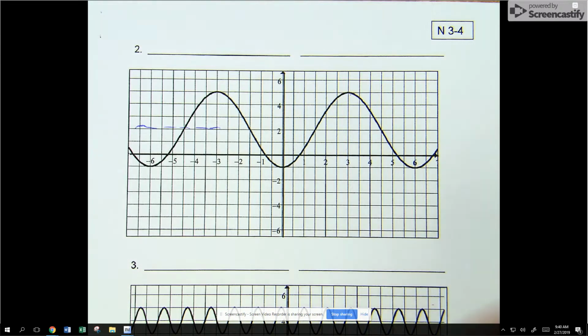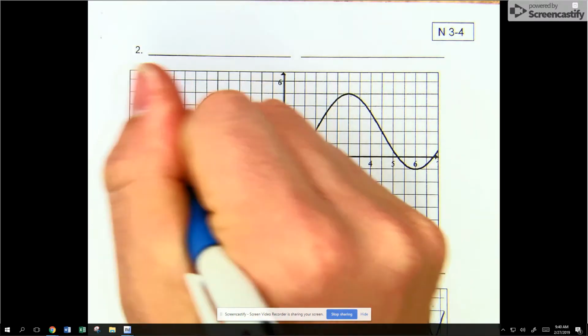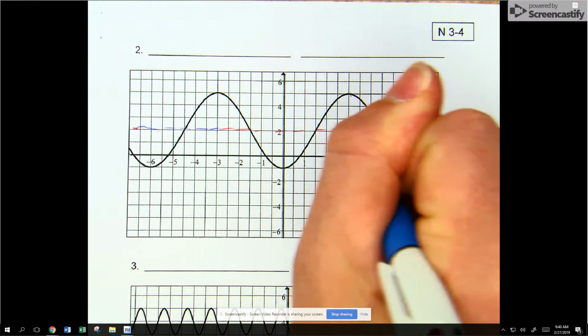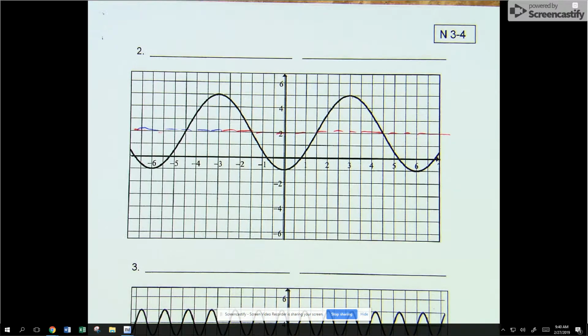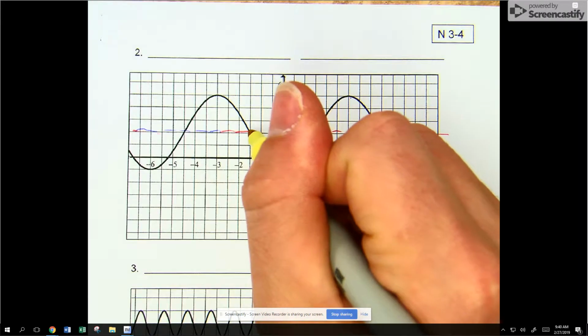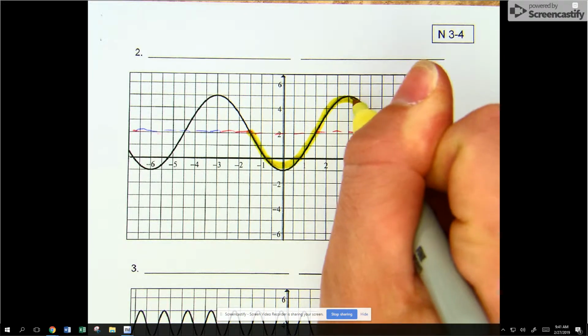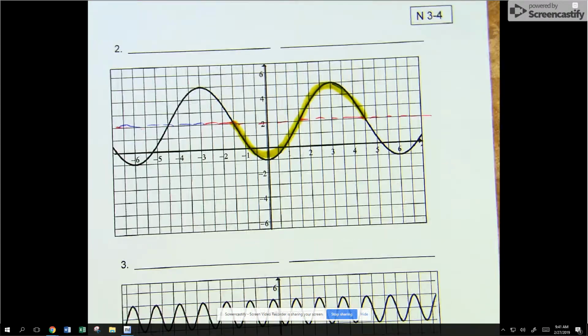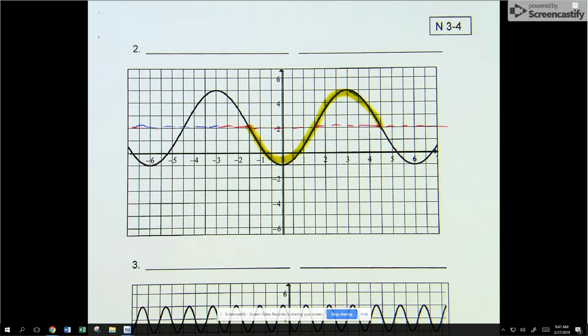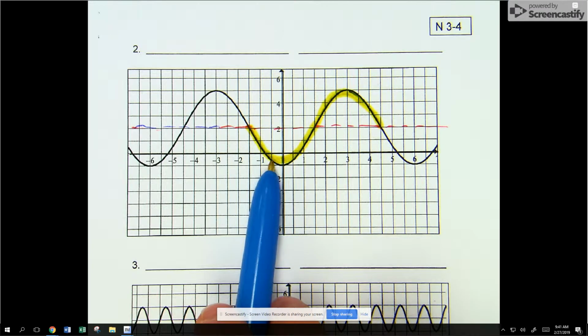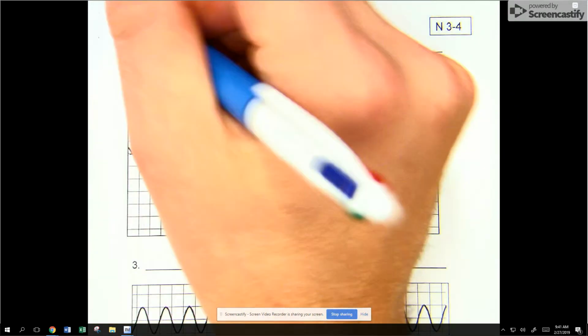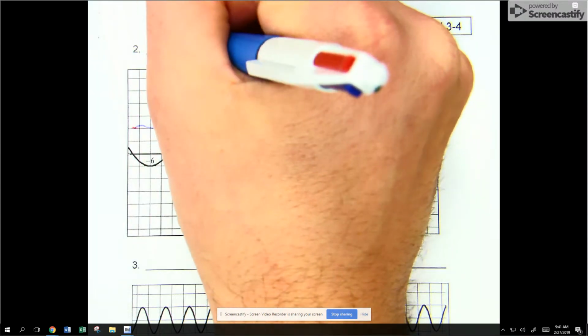Let's change color. Let's go to red. Make your center line right across 2. I'm going to highlight this sine graph right here. I know that contradicts what I said last time because I went down instead of up, but whatever. All right, so because I went down, what do I need to start off my equation? A negative, so -3.